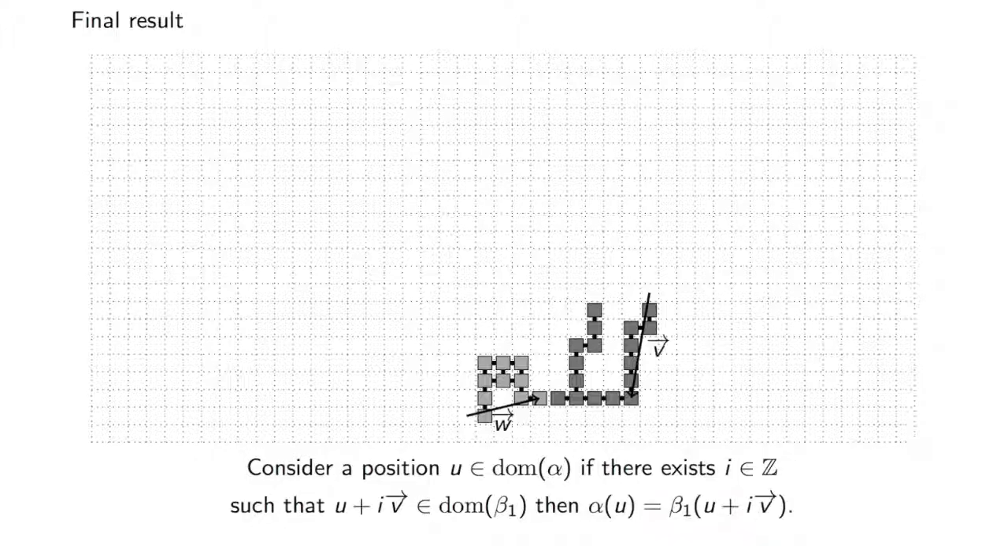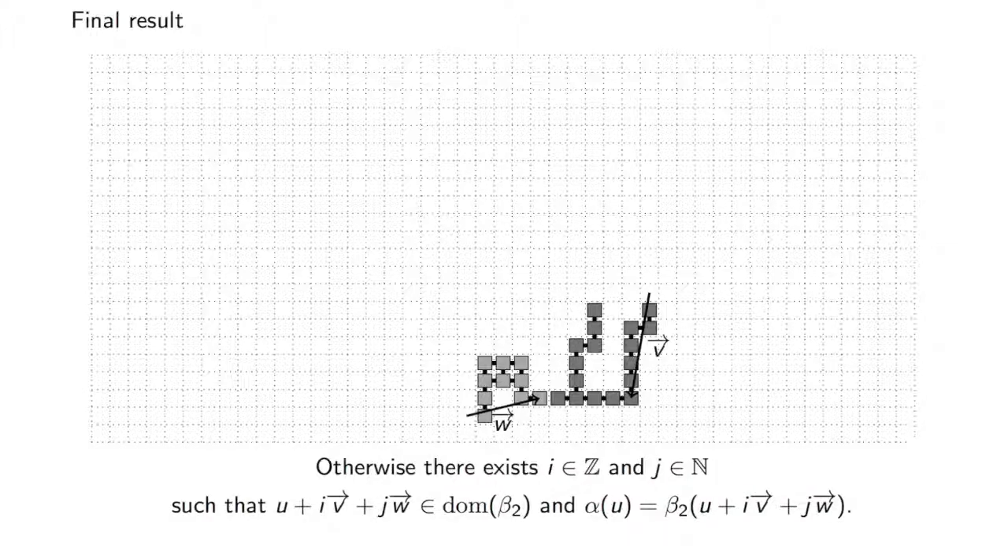Consider a position of the grid u which belongs to the domain of alpha. First, we wonder if there exists an integer i such that the translation of u by iv belongs to the domain of beta 1. For example, consider the position u with a black dot. By translating this position by 2v, we obtain a position occupied by a tile of beta 1. The type of this tile is T15. Then the position u is occupied by a tile of type T15 in the assembly alpha.